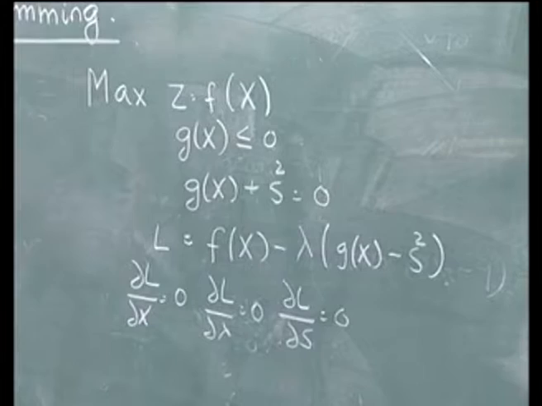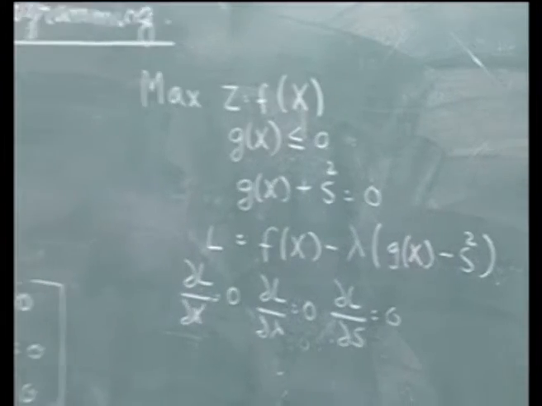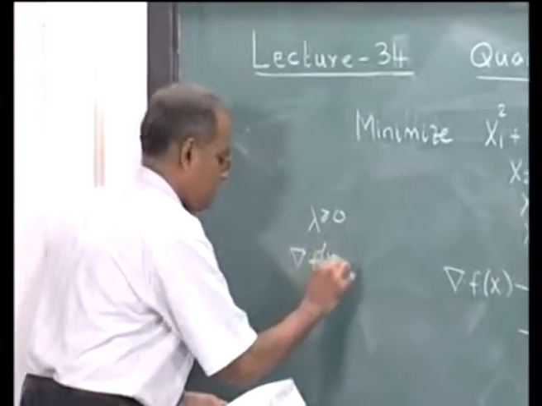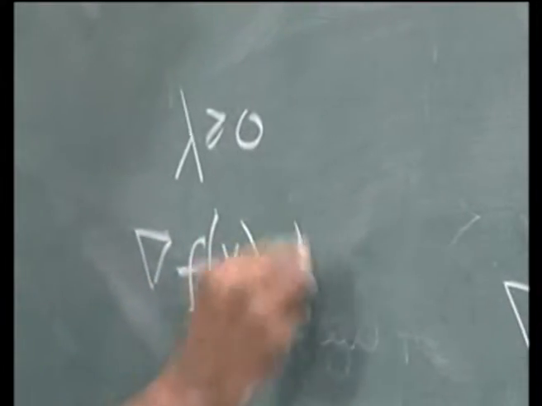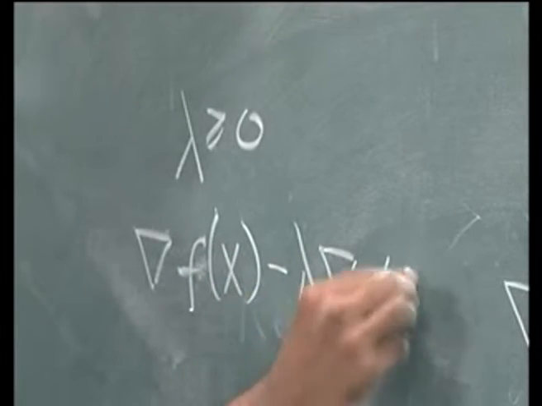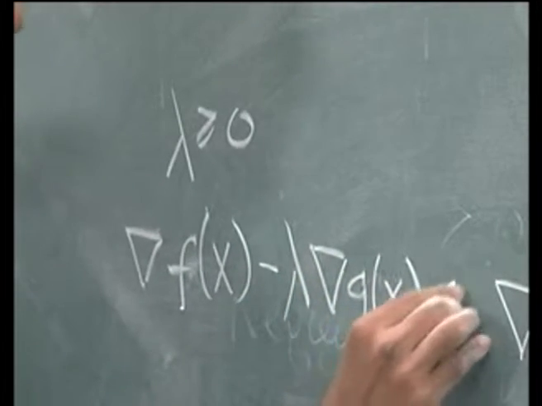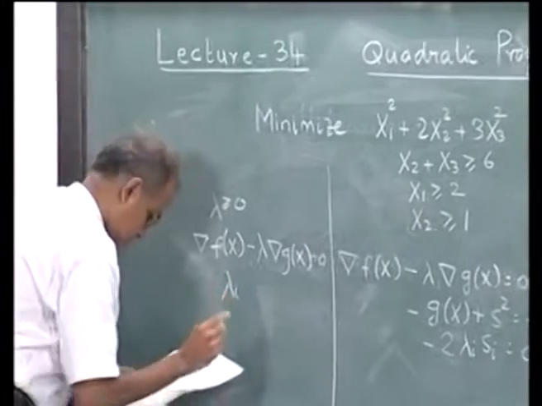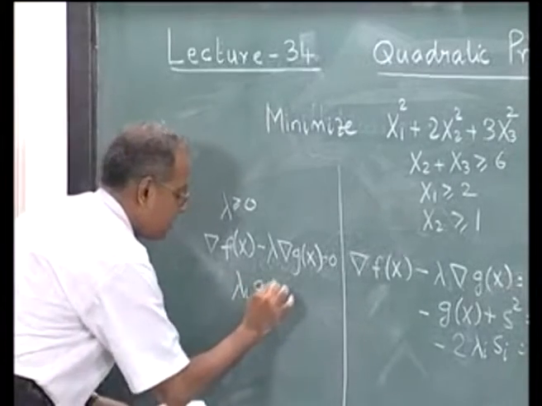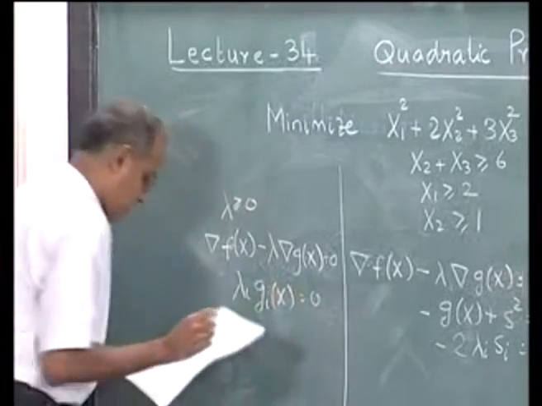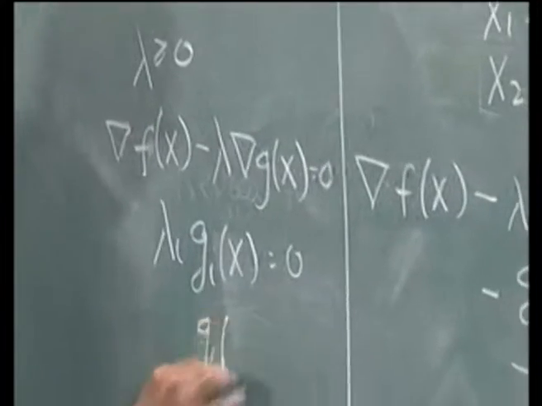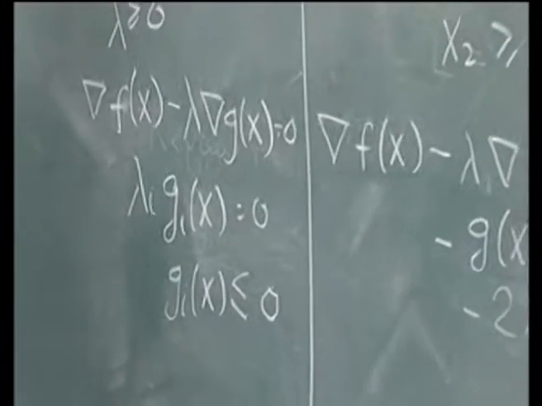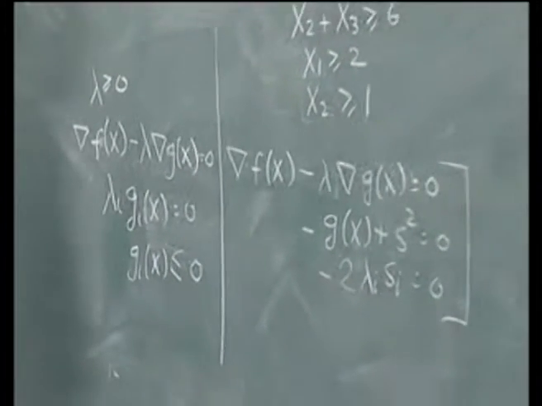Now, we can always write this as lambda greater than or equal to 0, del f of x minus lambda del g of x equal to 0. Let me write this, lambda_i g_i of x equal to 0 and g_i of x less than or equal to 0. So, we write this as these 4 important things.